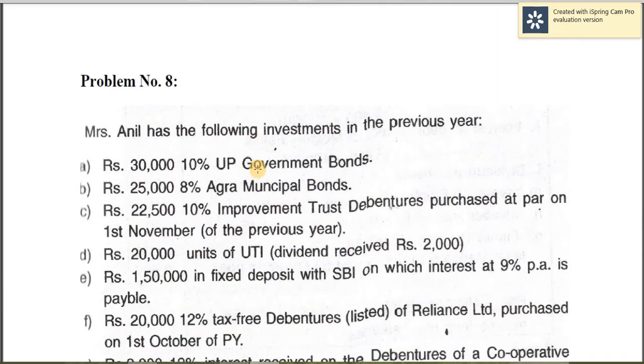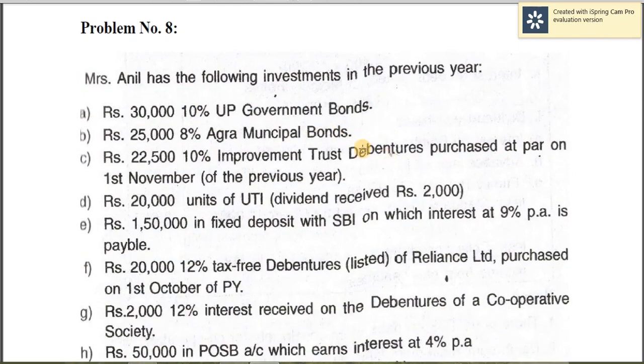Now we'll move on to the next problem number 8. Anil has the following investments in the previous year. 30,000, 10% UP government bonds. So it is a taxable government security. Straight away apply 10% on 30,000, that is 3,000. So no TDS. 25,000, 8% Agra municipal bonds.